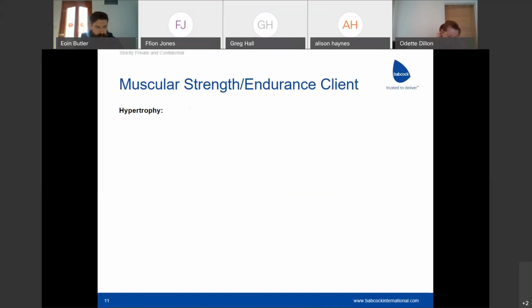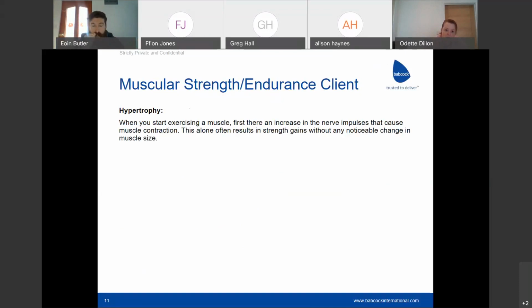So hypertrophy clients. So a client who wants to build muscle mass. When you start exercising a muscle, first, there's an increase in the nerve impulses that cause muscle contraction. The message being sent from central nervous system down peripheral nervous system to the motor unit. So there's an increase in the nerve impulses. The message is being sent back and forwards that cause muscle contraction. This alone often results in strength gains without any noticeable change in muscle size. So you may notice that the strength goes up first before the size of the muscle.